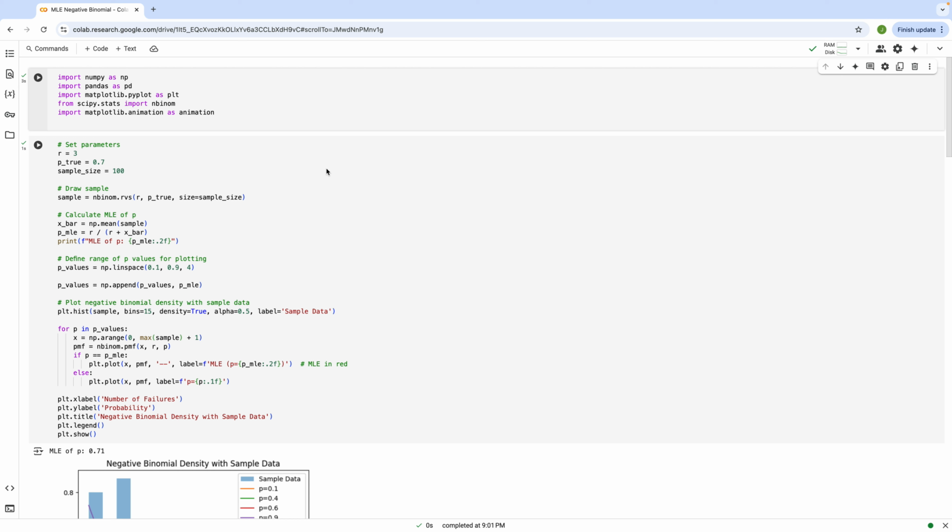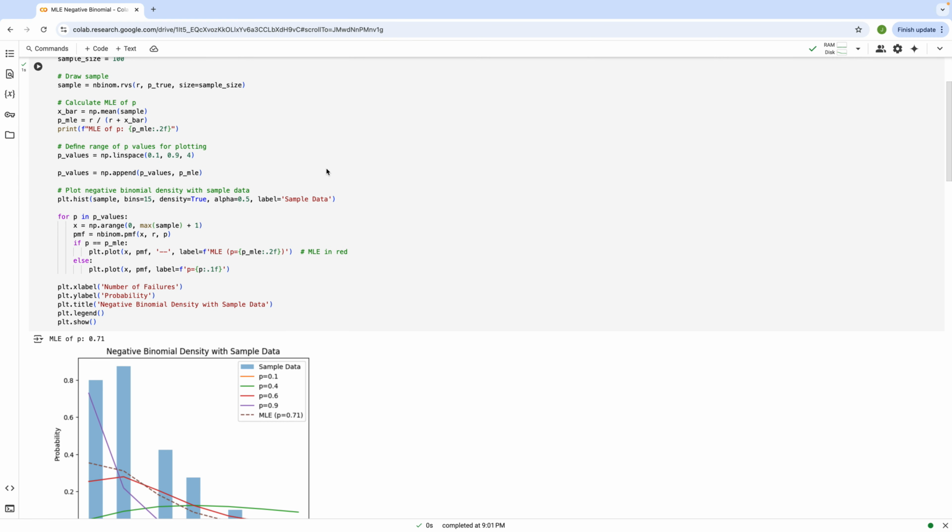The maximum likelihood estimate of a binomial distribution. So here I am generating data from a negative binomial distribution, and the number of successes that we're seeking to obtain is 3. The probability of success on each Bernoulli trial is 70%. Okay, so this event is more likely to happen sooner rather than later.